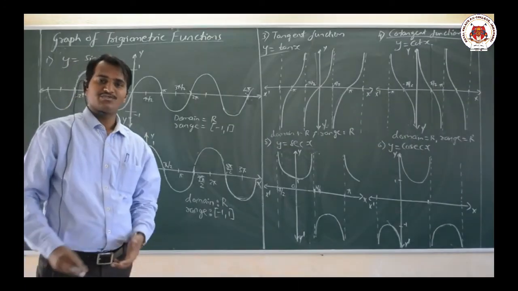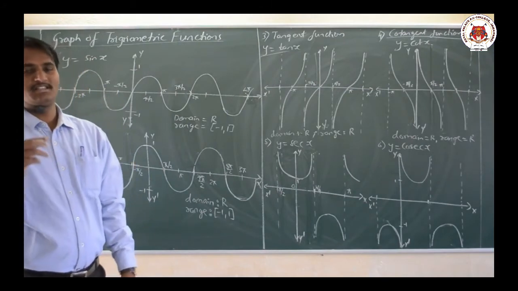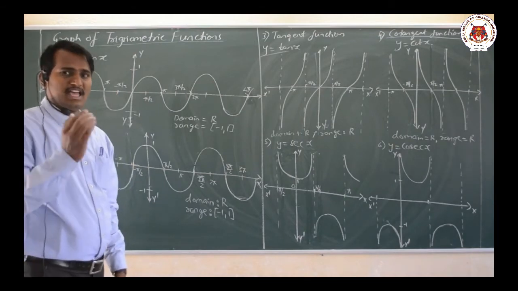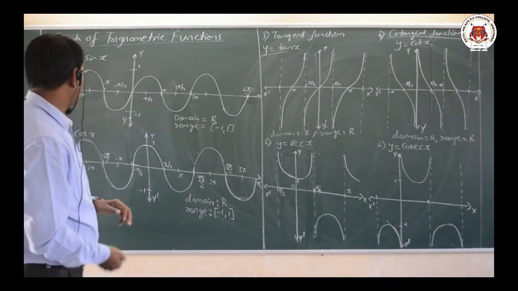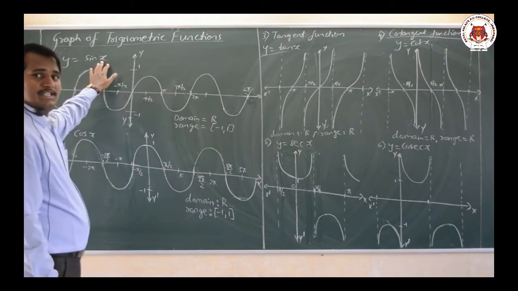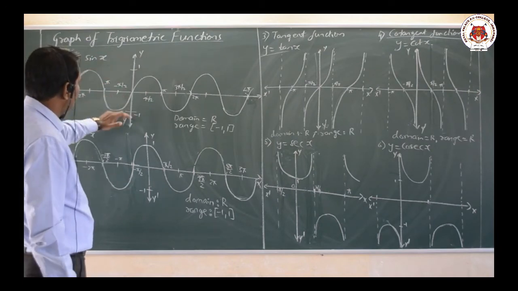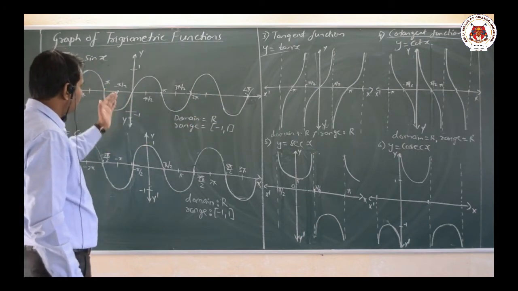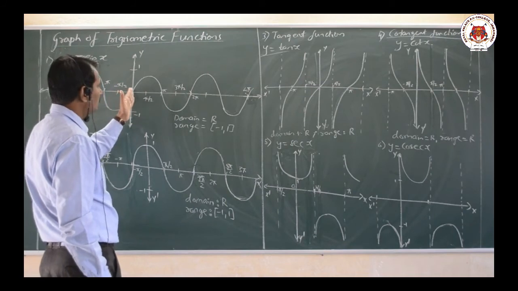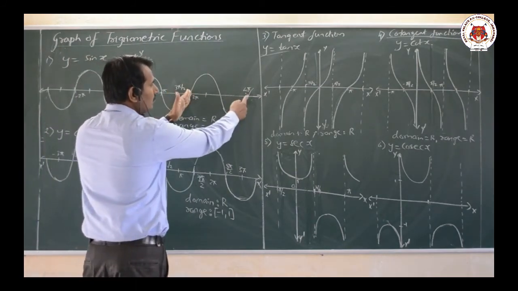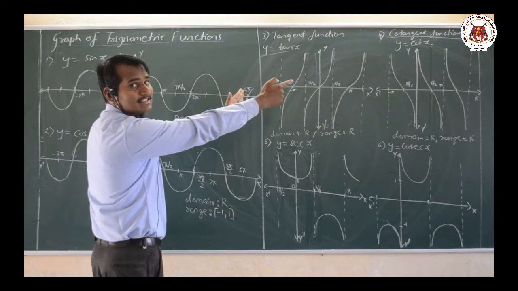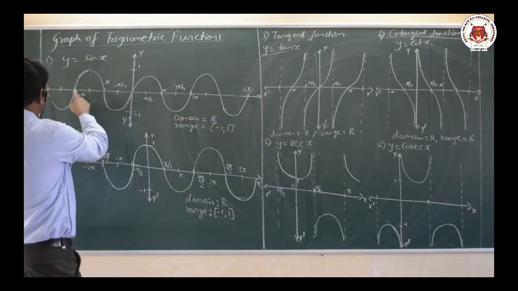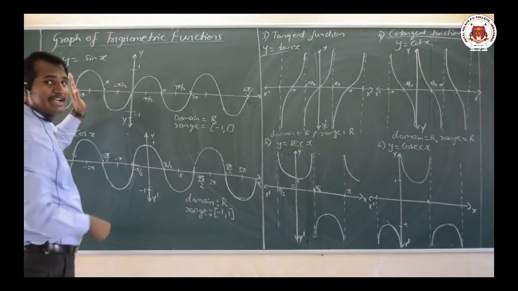Now let us begin with the last topic, our trigonometric functions, that is, how these trigonometric functions and their graphs are. For example, y is equal to sin x. This is our y axis and this is our x axis. From here, sin x repeats after every interval, that is 0 to 2 pi, then again 2 pi to 4 pi, and 4 pi to 6 pi, and so on it repeats. Similarly, minus 2 pi to 0, and minus 4 pi to minus 2 pi, it again repeats here.